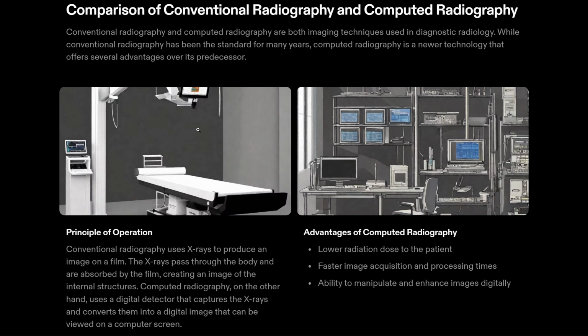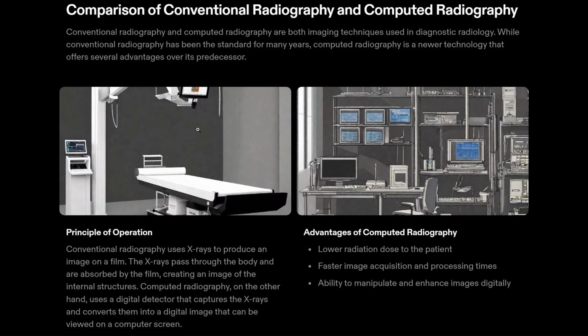In the comparison, conventional radiography uses X-rays to produce the image. X-rays pass through the body and are absorbed by a film, creating an image of the internal structure. Computer radiography, on the other hand, uses a digital detector which captures the X-rays and converts them to a digital image that can be viewed on a computer.